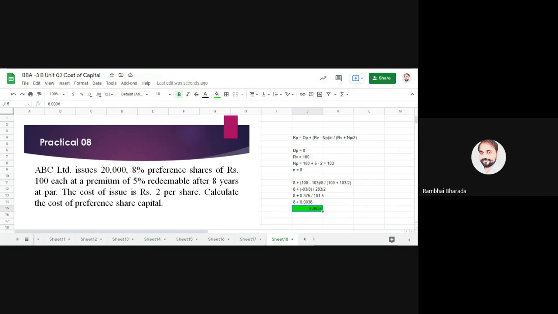Again I repeat, only two types of preferences we need to remember while doing the calculation of cost of preference capital. One is irredeemable, KP is equal to DP divided by NP, and second one is redeemable preferences, KP is equal to DP plus, in a bracket, (RV minus NP) divided by n, entirely divided by (RV plus NP) divided by 2. This is all about the cost of preference capital. Please remember this formula. This formula will come again in a practical aspect of debt capital.